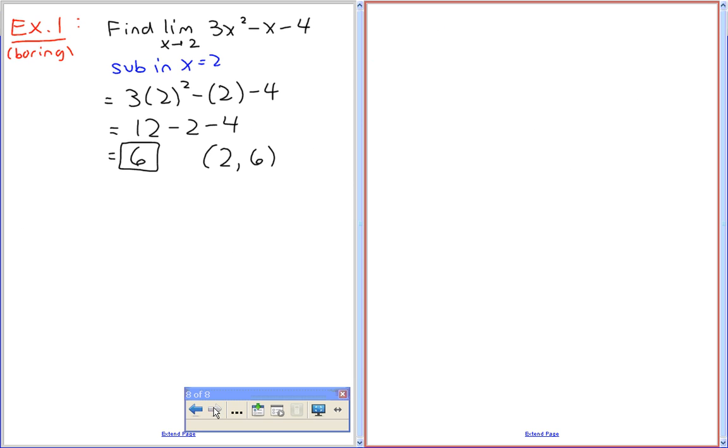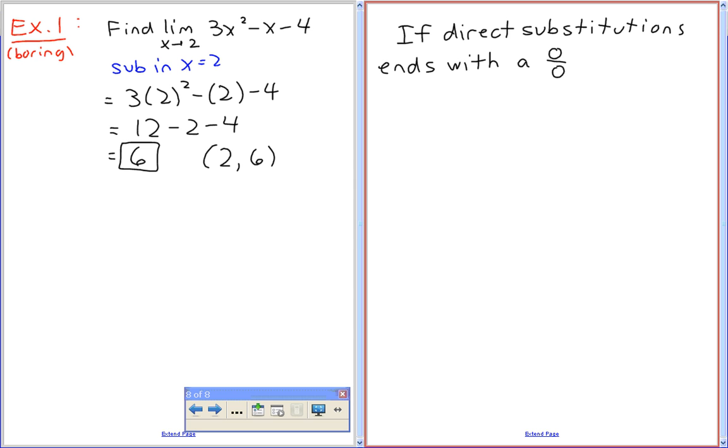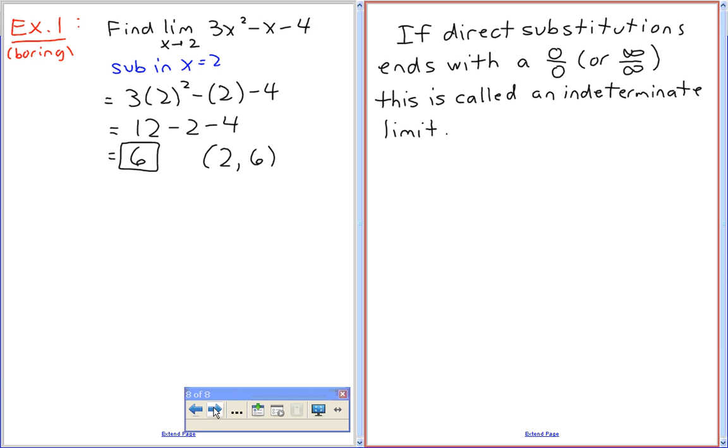I'm going to finish my notes and we're going to stop. I'm going to say if direct substitution ends with a 0 over 0 or infinity over infinity, this is called an indeterminate limit. That's the exciting limit, the indeterminate limit. We have the options too.